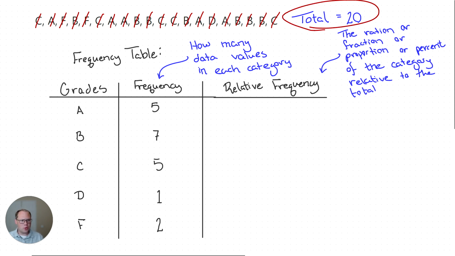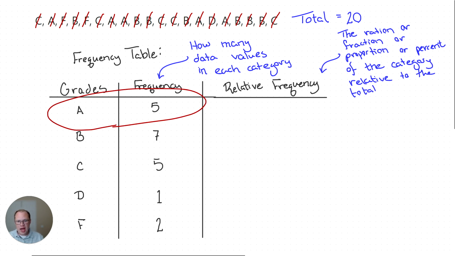Remember our total is 20. So if we wanted the relative frequency of how many A's I have in this course, I have 5 out of the 20 grades are A's. So that's one way to write the relative frequency.